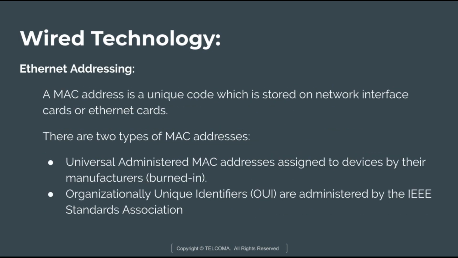Next, let's discuss Ethernet addressing. Ethernet at the data link layer is responsible for Ethernet addressing, also called hardware addressing or MAC addressing. Ethernet MAC addresses are in hexadecimal format and consist of 6 bytes, that means 48 bits. The first 3 bytes tell the identity of a vendor and the last 3 bytes tell the node identity. The MAC address is a unique code which is stored on the network interface card or Ethernet card, and there are two types of MAC address.